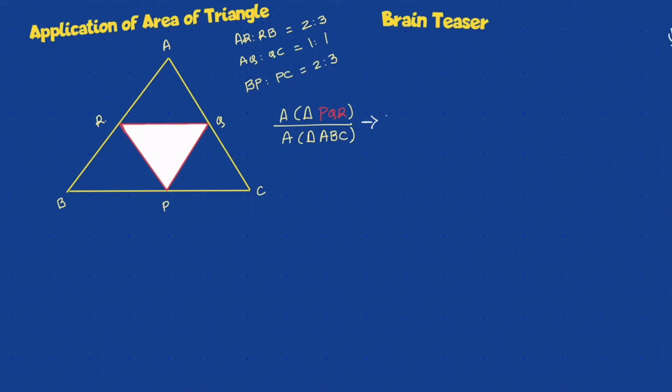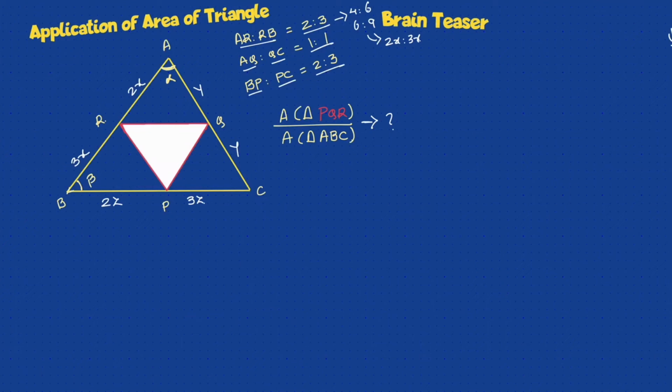What else is given to me now? I am being asked the ratio of the area of triangle PQR, which means the white part, upon the area of triangle ABC. The ratio AR is to RB is given to me as 2:3. The value could be anything: multiplied by 2, 4, 6; multiplied by 3, 6, 9. I don't know the exact value, so let it be multiplied by x. So one becomes 2x, the other becomes 3x. AQ is to QC, 1 is to 1, multiplied by y, y is to y. CP is to PB, 2 is to 3, 2z is to 3z.